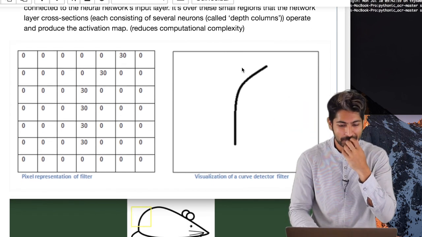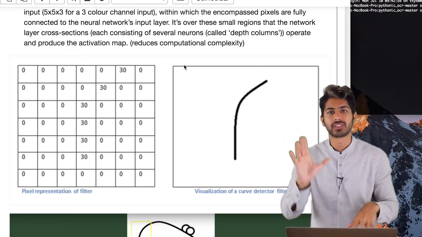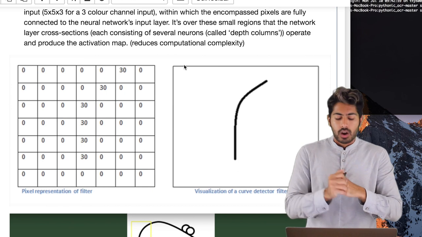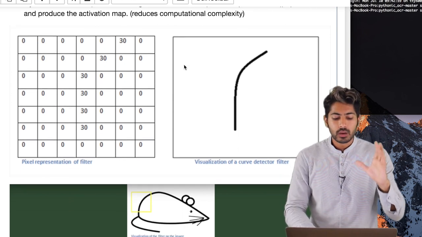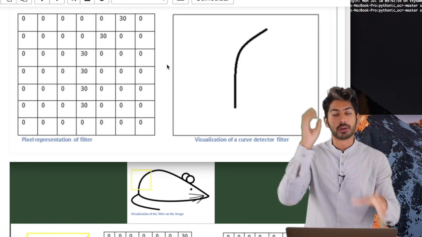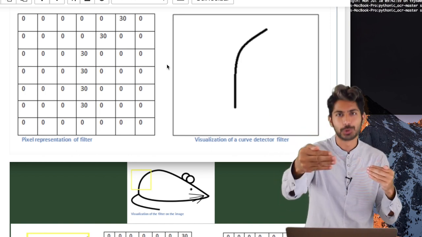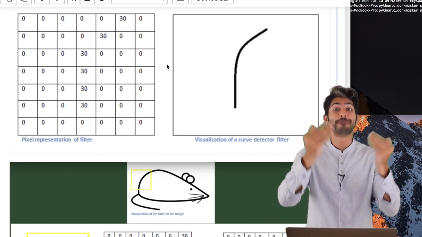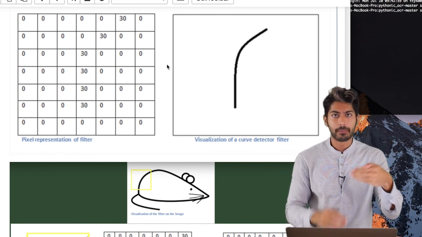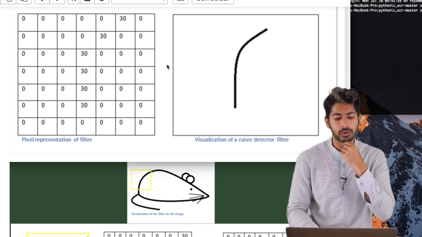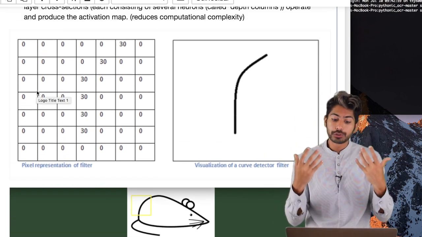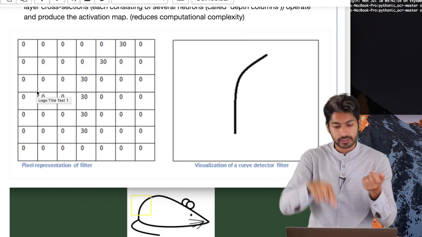Well, here's the great thing about matrices and having several of them. When we learn a filter or a weight, whatever you want to call it, let's just call it filter moving forward for the rest of this video. When we learn a filter over time by training it on mouse pictures, for example, let's say at the first layer we learn a filter for detecting a curve that looks like this. This curve right here.